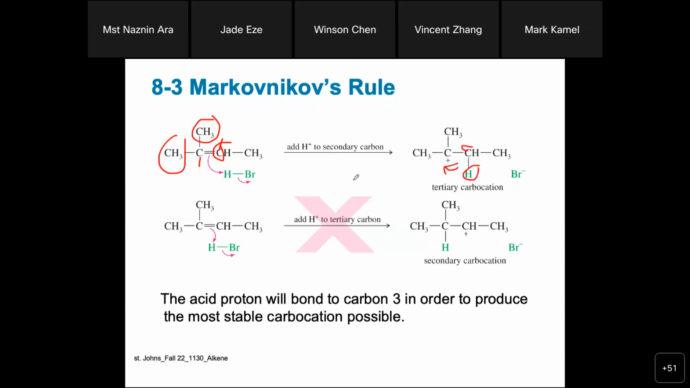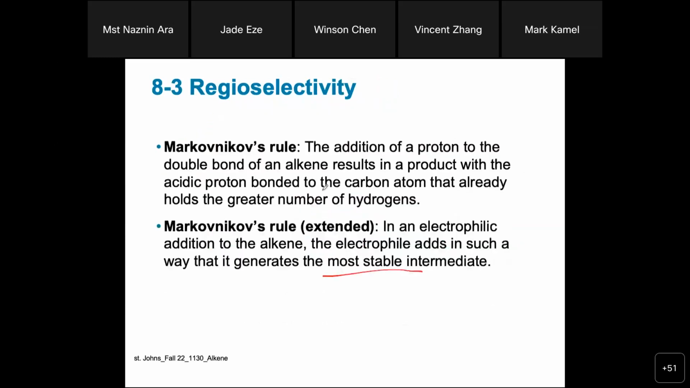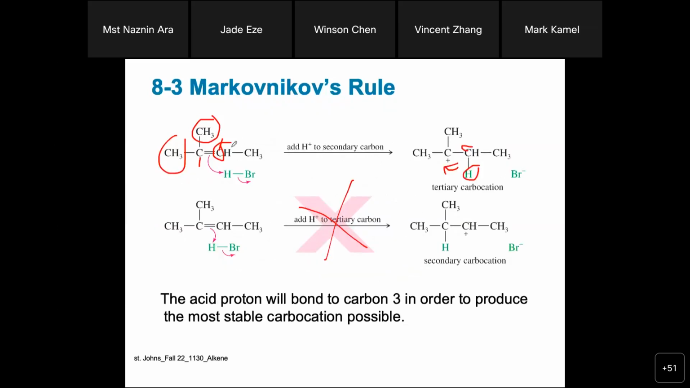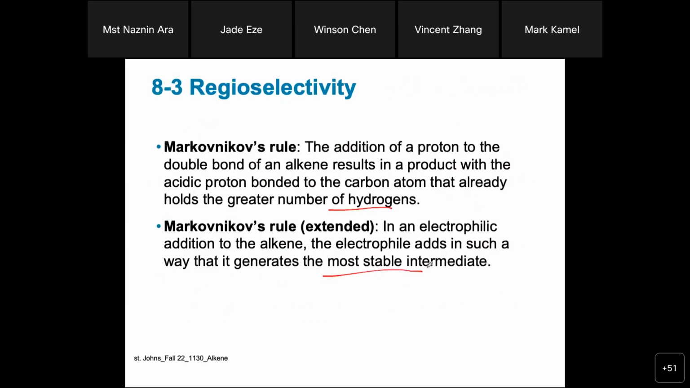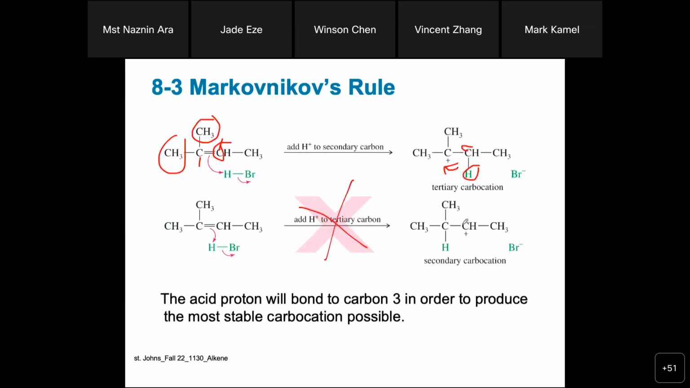But if you do it like that, this is not the correct one, because we already found the two rules here. The protonation gives the product with the acidic proton bonded to the carbon atom that already held the greater number of hydrogens. So if you see, there is more hydrogen here compared to here, because this is the tertiary. And in the second portion, we saw according to our rule that the electrophile acts in such a way that it generates the most stable intermediate, the carbocation. So here we go. Okay, so these are the important things. If you are clear, this chapter will not be tough for you.